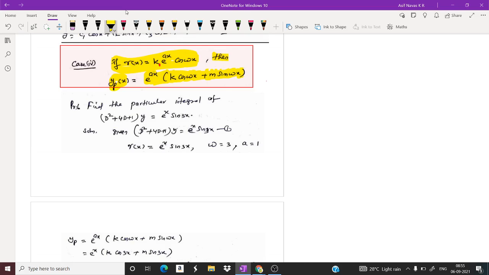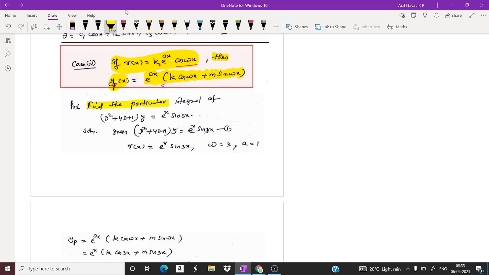If instead of cos omega x, there is sin omega x, then what will be yp of x? It will be the same. Whether it is cos omega x or sin omega x, yp we will choose as e raised to ax (k cos omega x plus m sin omega x). Now we will do a problem.